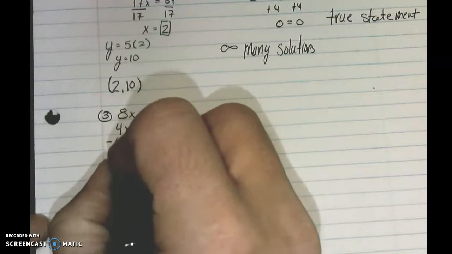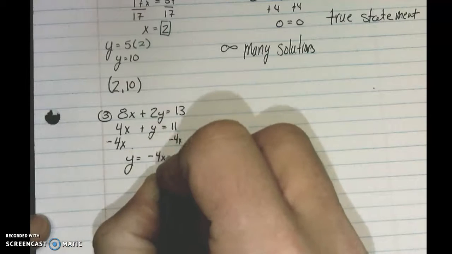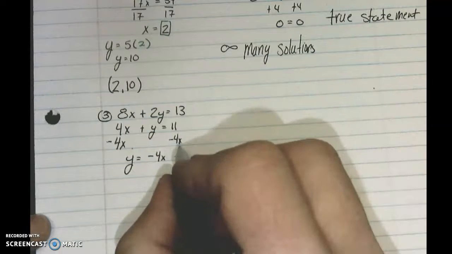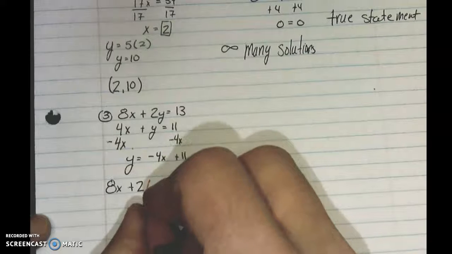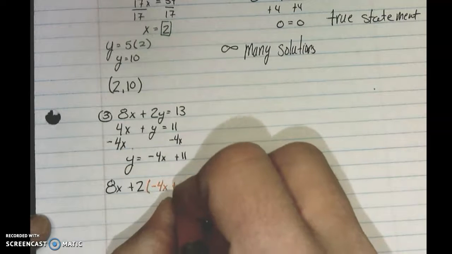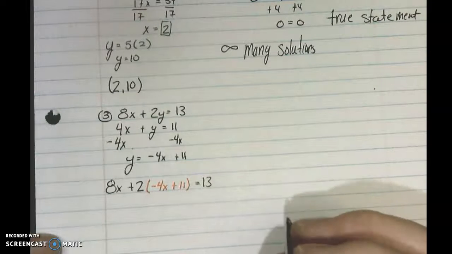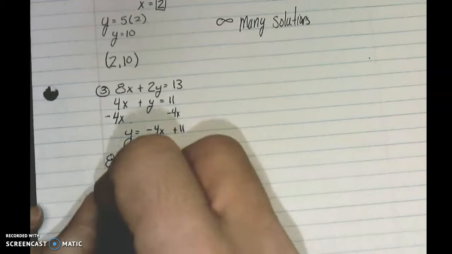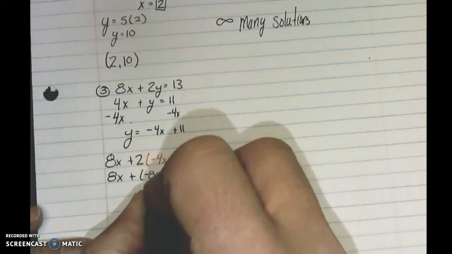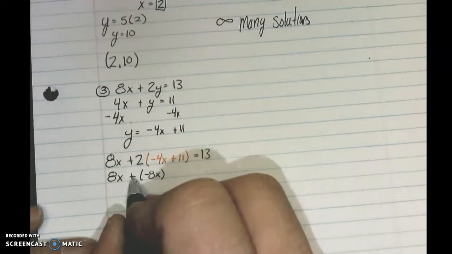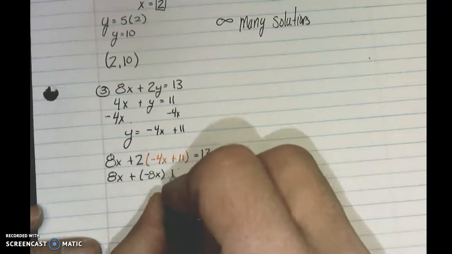So I'm going to subtract the 4x over. So I'm going to have y is equal to negative 4x plus 11. Okay. So then I'm going to take 8x plus 2, and instead of writing y, I'm going to say negative 4x plus 11, and that's going to be equal to 13. So then what we're going to do is just our algebra. So 8x, distribute. So that's going to be negative 8x. Notice that I already put my plus sign in, and I know it's negative, so I just put it in parentheses, okay? 2 times 11 is 22.